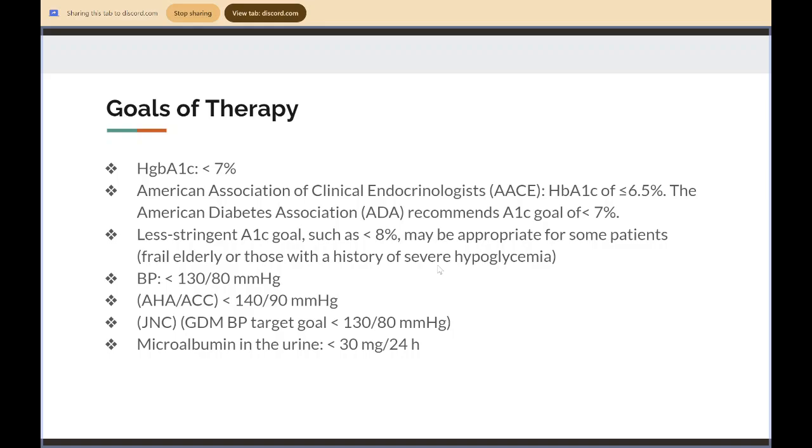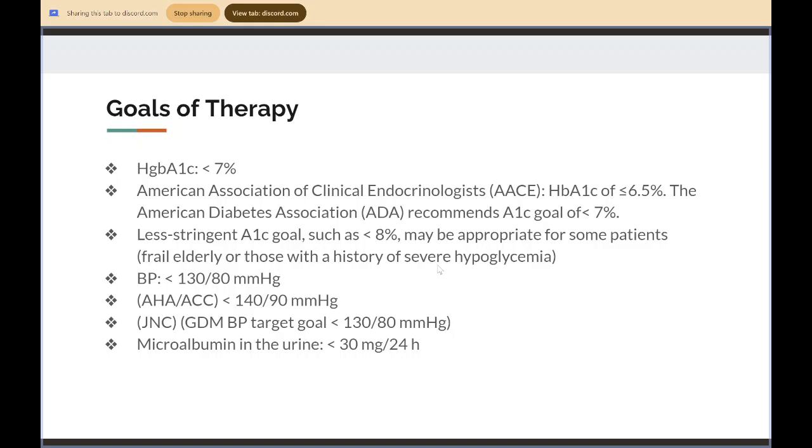Remember, there's so many factors that go into diabetes, whether it's diet, exercise, lifestyle, and you have to be willing to work with the patient, and not just with diabetes, but in any chronic diseases.